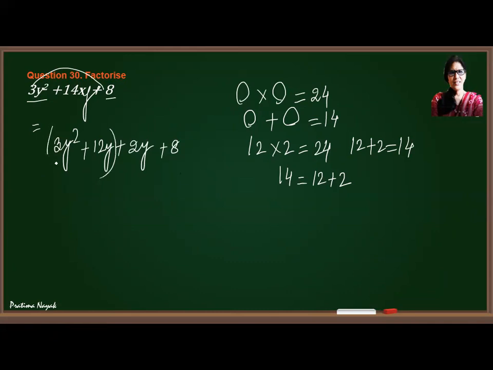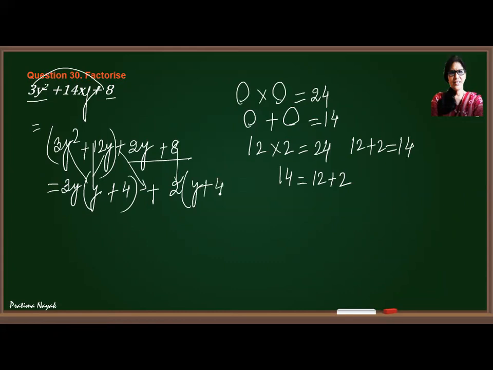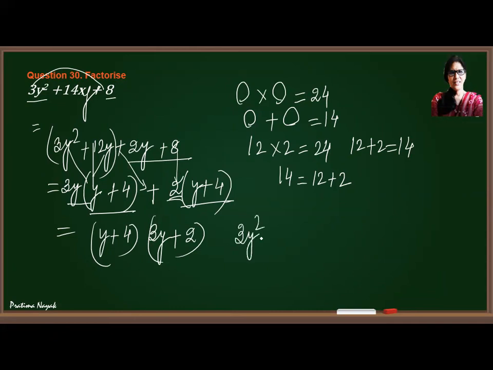Next from these two I'll take 3y common. So here y will be left and here 4 will be left. And out of these two, first you carry this sign, 2 common, so y will be left. Out of 8 I have taken 2, so 4 will be left. So again I'll take y plus 4 common from both of them. For the first term 3y will be left and for the second term 2 will be left. So this is the factor. So I'll write 3y square plus 14y plus 8 is equal to y plus 4 into 3y plus 2.